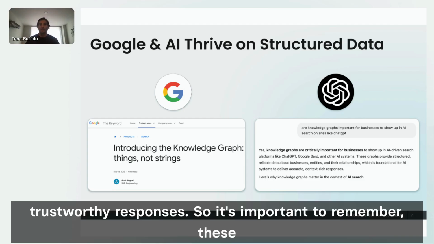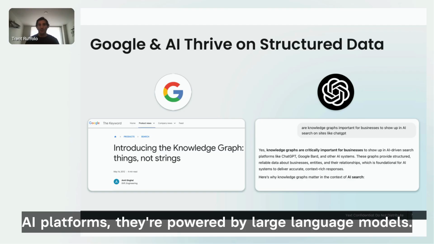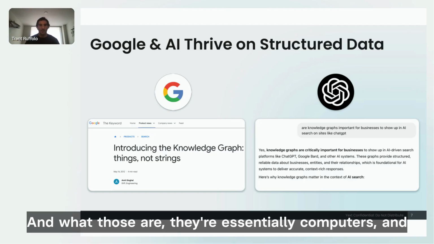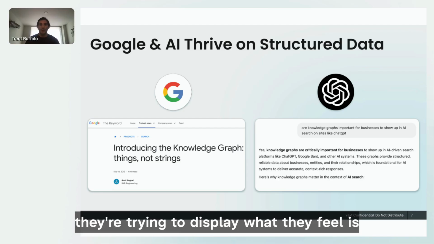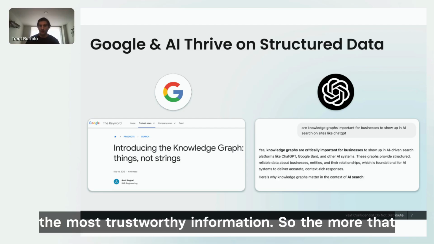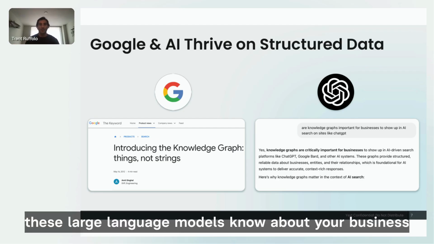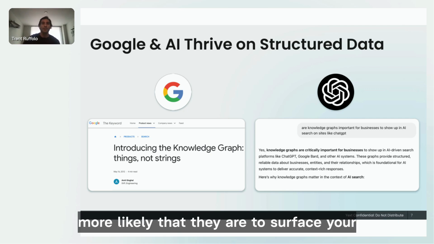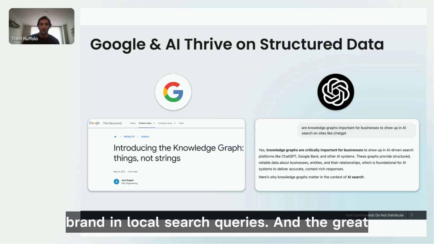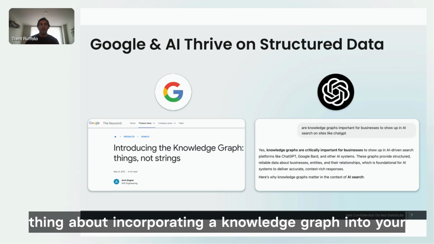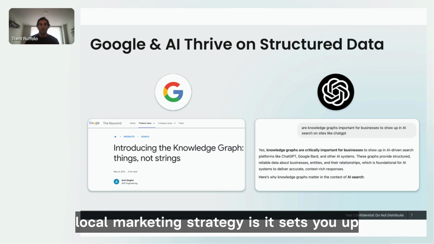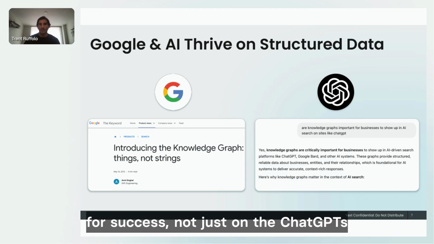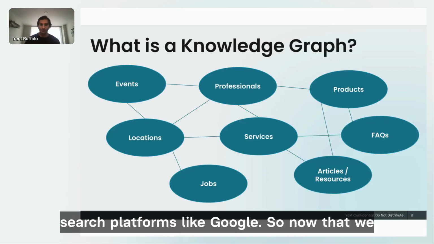So it's important to remember these AI platforms are powered by large language models. What those are, they're essentially computers, and they're trying to display what they feel is the most trustworthy information. So the more that these large language models know about your business in a way that they can understand, the more likely they are to surface your brand in local search queries. And the great thing about incorporating a knowledge graph into your local marketing strategy is it sets you up for success, not just on the ChatGPTs of the world, but also on the traditional search platforms like Google.